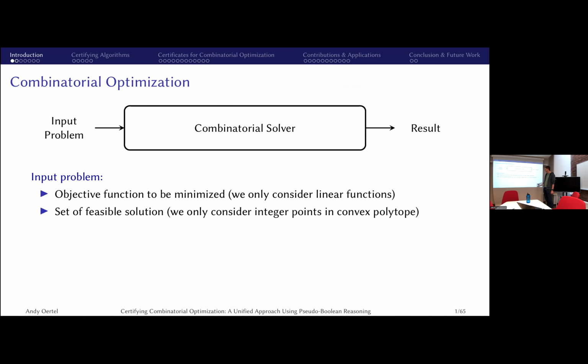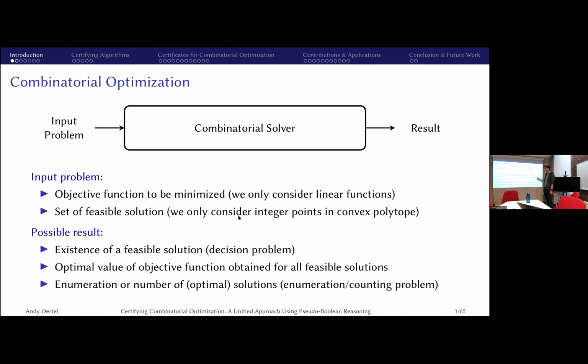And then for this objective function and this set of solutions, we might ask, well, we maybe don't have this set of solutions explicitly, so we might want to know if there are even solutions, if the set is empty or not. Additionally, what we might be interested in is to find the optimal value, an optimal solution. Or we want to enumerate all optimal solutions, or just have a count of how many there are.